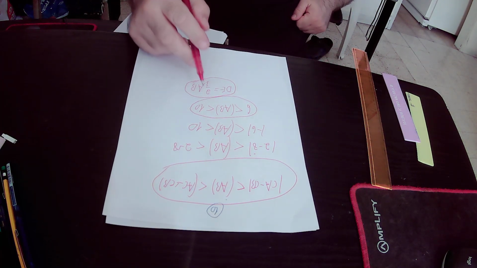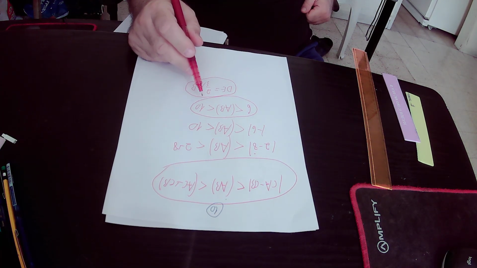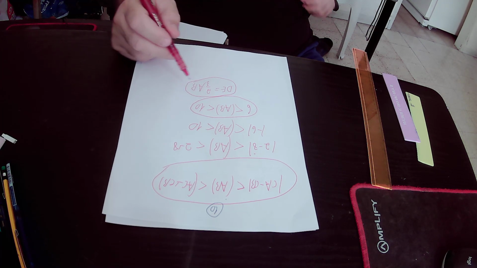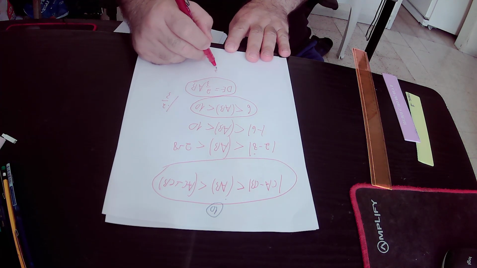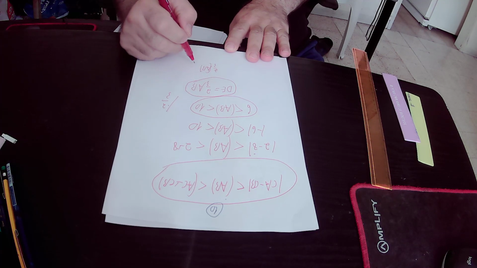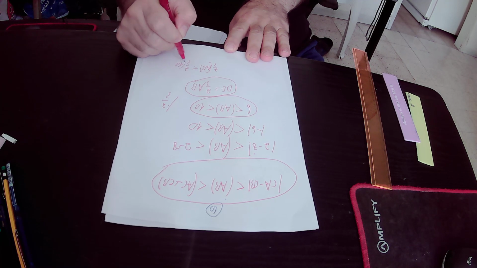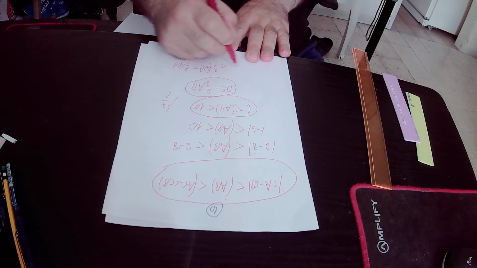So we will multiply this inequality by 2/3, and we will get that 2/3 AB is smaller than 2/3 times 10, and it is greater than 2/3 times 6.